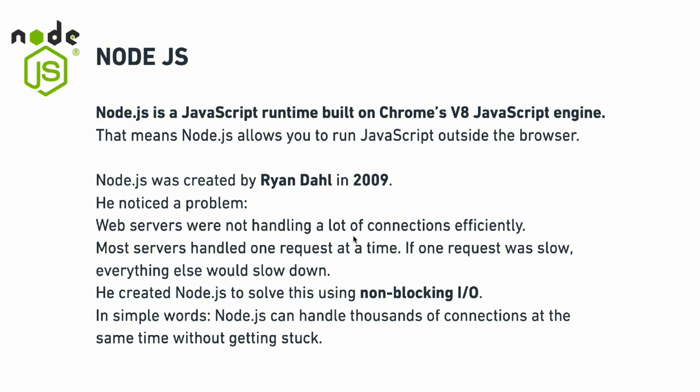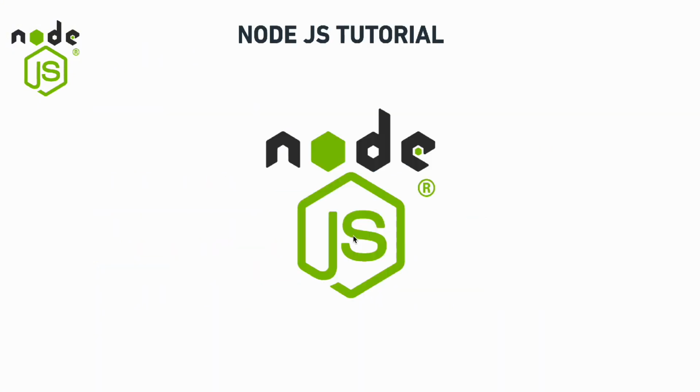So let's look at the key features of Node.js. One, we say Node.js is asynchronous and event-driven. What do we mean by this? Node.js responds to events and doesn't wait for tasks to finish before moving on. Two, we say Node.js is very fast. Of course, it's built on Google's V8 engine, so you expect it to be very, very fast.